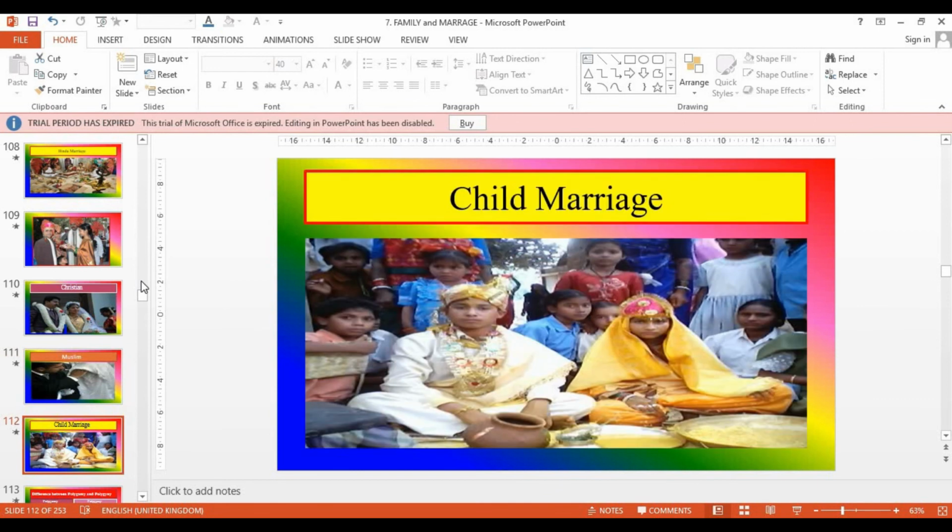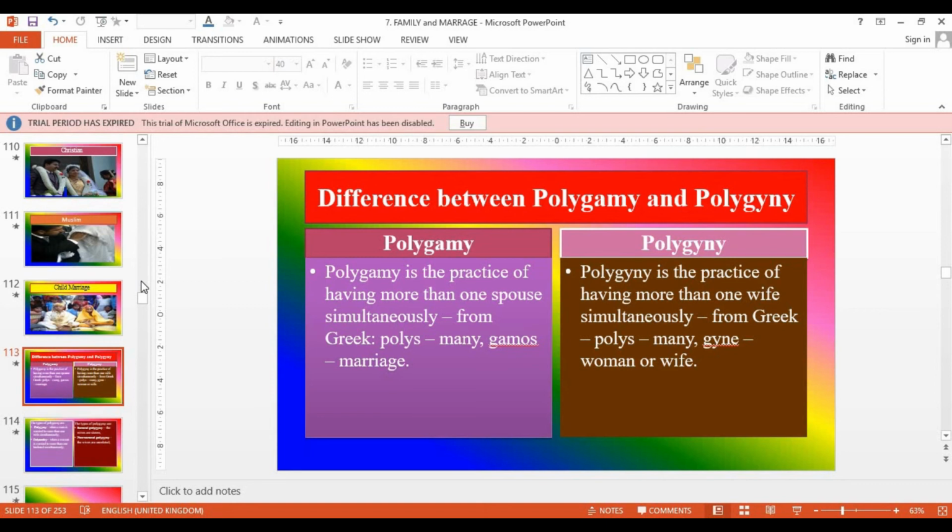Then child marriage still exists in tribal areas, but it is legally prohibited. Child marriage is not accepted; it is now a punishable crime. The difference between polygamy and polygyny: polygamy is the practice of having more than one spouse; polygyny, the practice of having more than one wife, simultaneously.